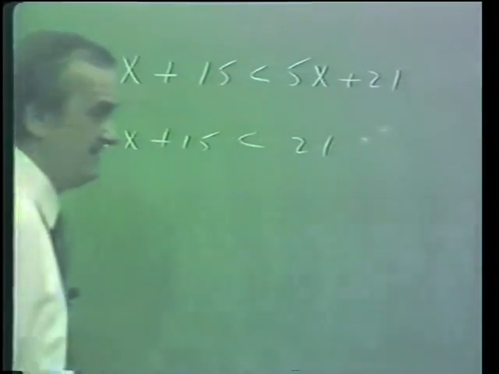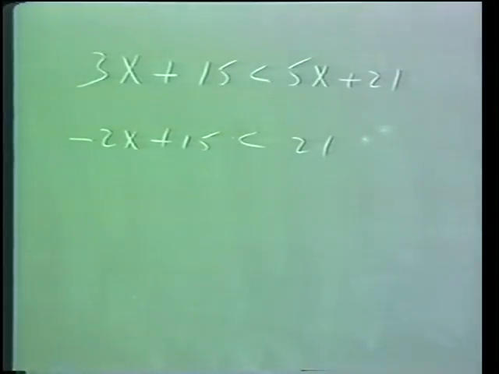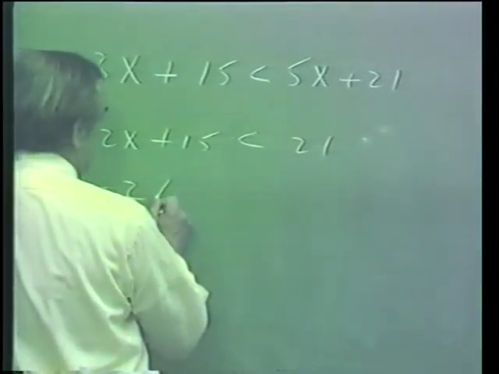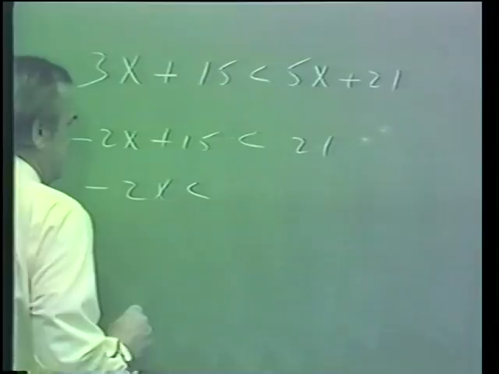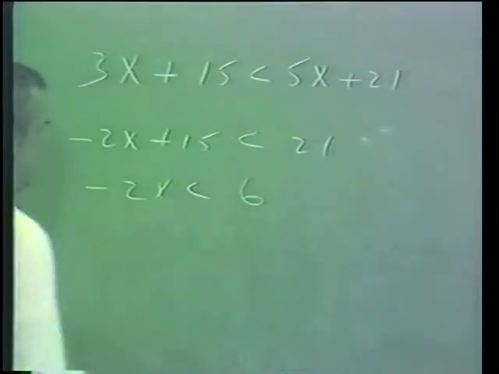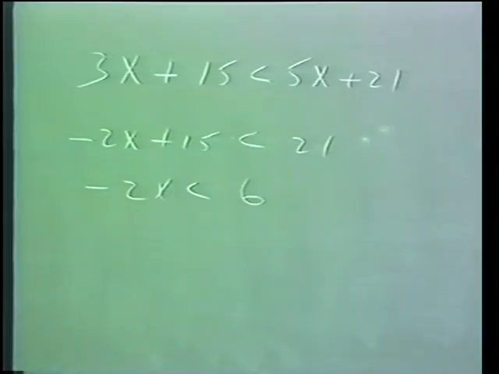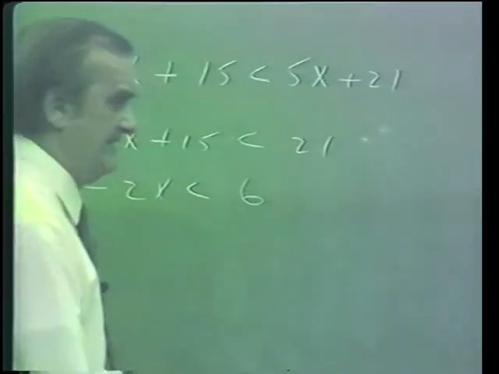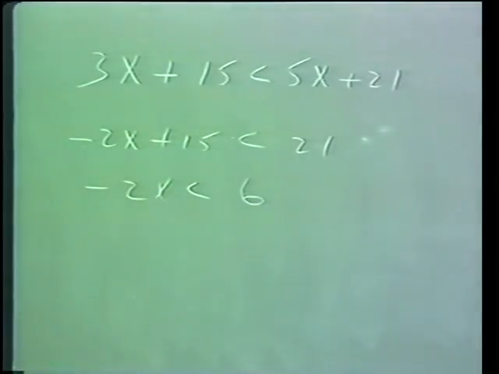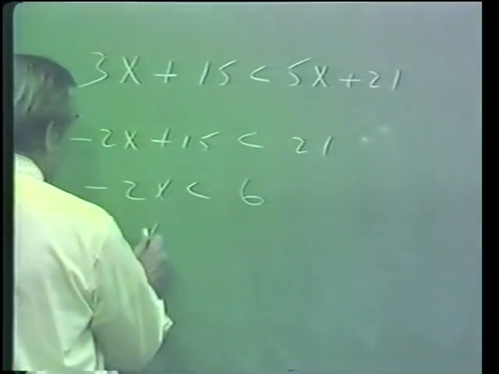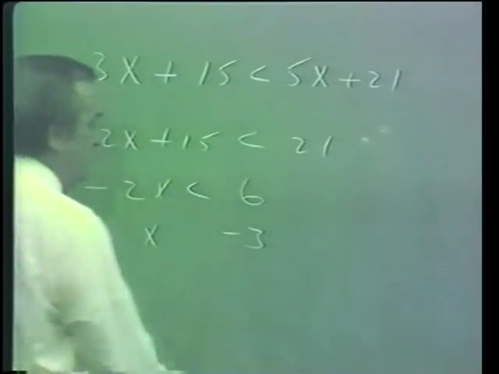Okay, Kath, we have all the x on one side. What are we going to do next? Add a negative 15 to both sides. Well, if I do that, I get negative 2x is less than 6. Notice what I did. I added a negative 15. What are we going to do now, Kath? Divide by negative 2. Yeah, divide both sides by the coefficient of x, which is negative 2. If I do, I get x here. I get negative 3 here.